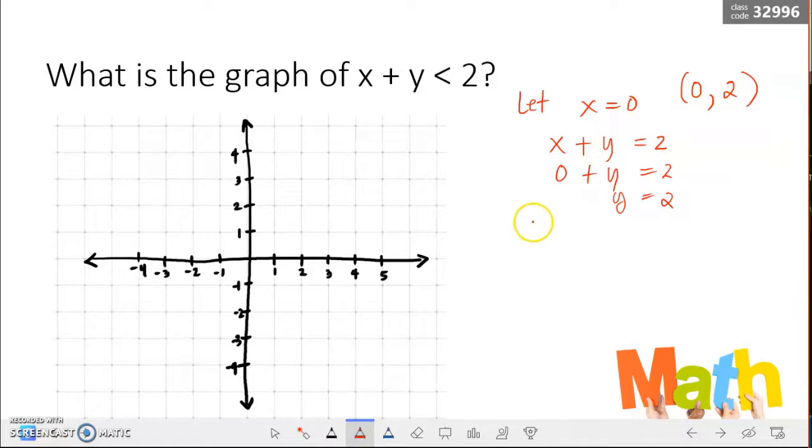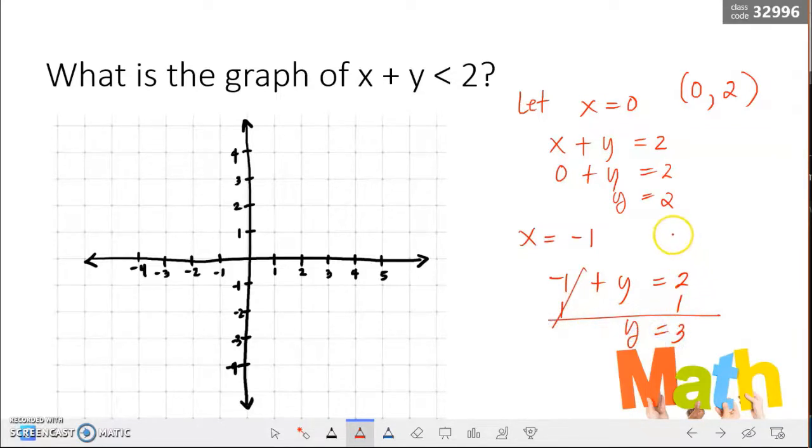Ayan. And then, mag-let pa tayo ng isa. Let x be equal to, let's say, negative 1. When x is negative 1, ayan, solve natin. Substitute lang. Ayan, we add its opposite to both sides. Ito ay 0 na. So, y would be equal to 3. When x is negative 1, y is 3.